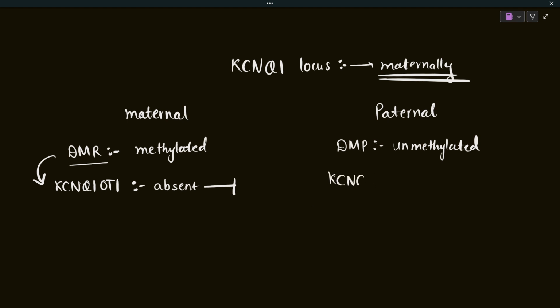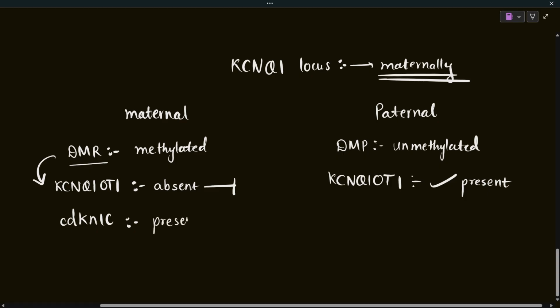Well, the KCNQ1OT1 will be produced by the paternal allele. And CDKN1C, this is the inhibitor of the CDK, the cyclin-dependent kinase inhibitor. This will be produced by the maternal allele. Why? Because there is no long non-coding RNA which is going to repress this gene.